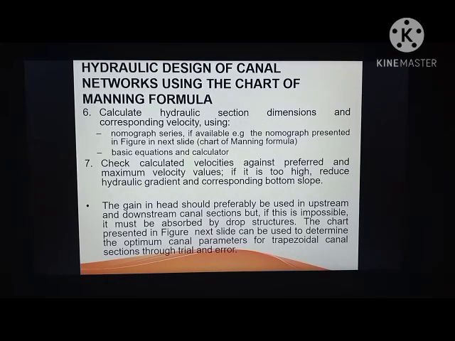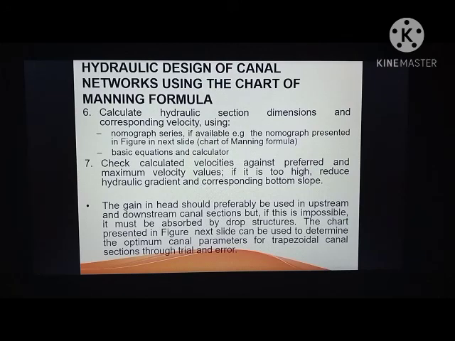Step 6. Calculate hydraulic section dimensions and corresponding velocity using nomograph series, if available, the nomograph presented in the Manning formula, basic equation and calculator. Step 7. Check calculated velocities against preferred and maximum velocities values. If it is too high, reduce hydraulic gradients and corresponding bottom slope.